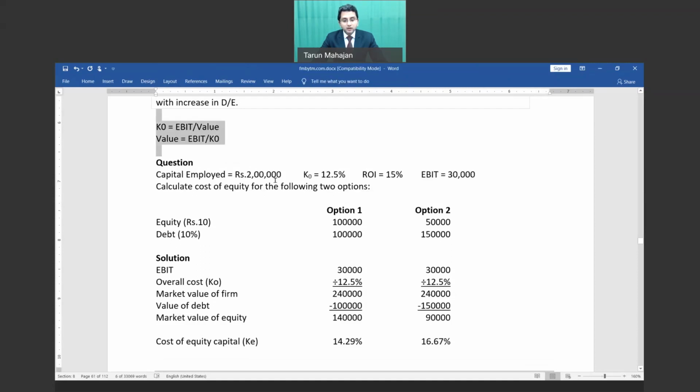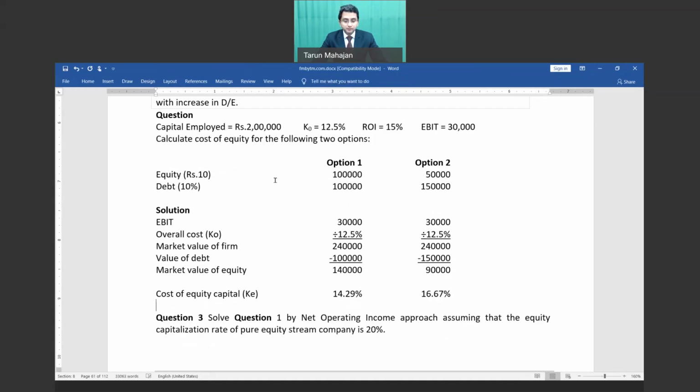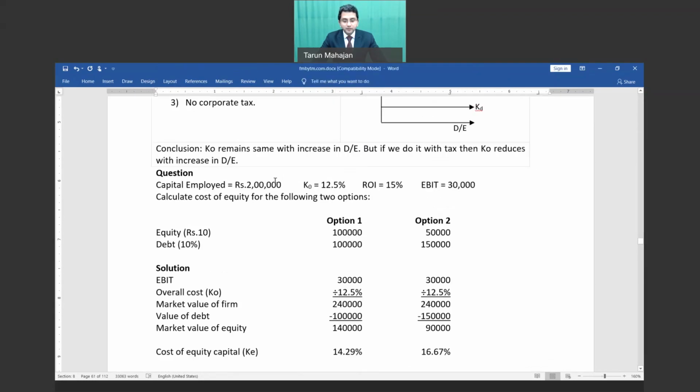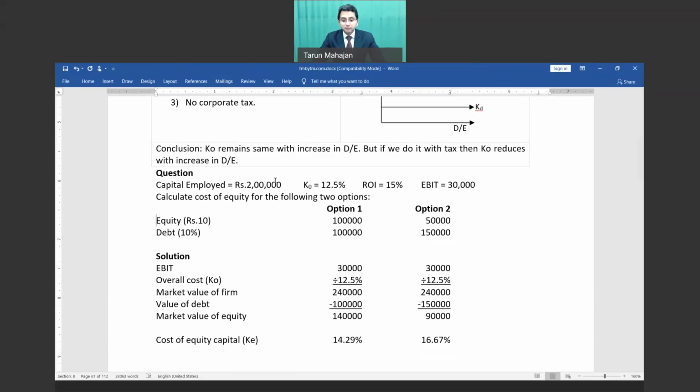Now, how do I calculate cost of equity? That's a question. You already know how to calculate cost of equity. It is EPS divided by P. But rather than taking per share, you can take it in total also. So here, EPS means earning available to equity shareholders. And earning available to equity shareholders, you'll have to calculate it.